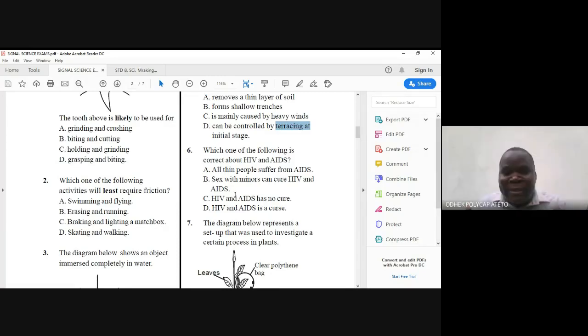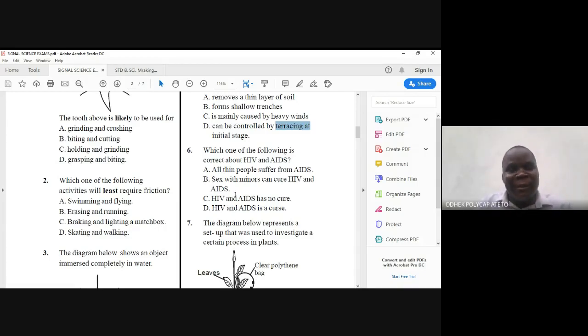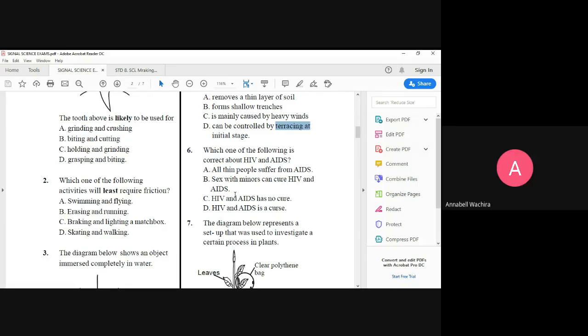Which one of the following statements? Class 4 is transmission. Class 5 is stages. Class 6 is effects. Class 7 is myths and misconceptions. Class 8 is where we are talking about the methods of controlling the spread. So make sure you know all these things at your fingertips. You know which class this question is coming from.